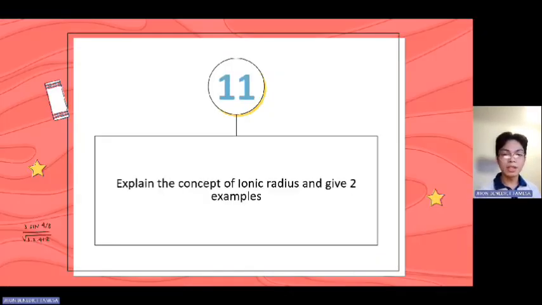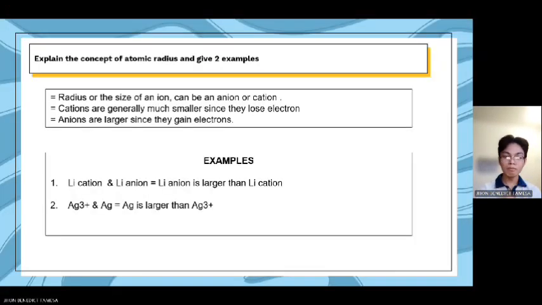Next is explain the concept of ionic radius and give two examples. So kung kanina po hinahanap natin yung atomic radius, ito naman po ionic radius. So ionic radius refers to the radius or the size of an ion. So kung ion po siya, meron po tayong positively charged and negatively charged. So basically from atom magiging ion po siya. So anion is positively charged and cation is negatively charged.